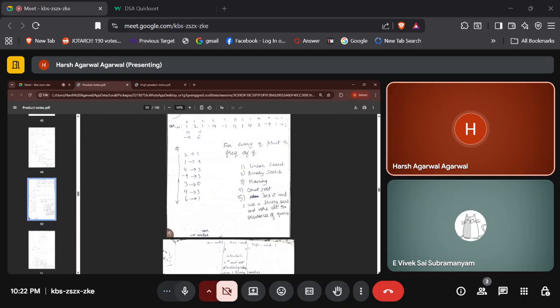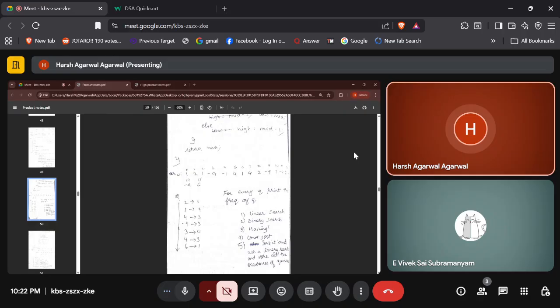What is this one? For every query, print the frequency of the query. So this array will be given. For each query, whatever we enter, we should print the frequency of it occurring in the array. We can use linear search, binary search, hashing, or count sort. Or else sort it, use binary search and store all the occurrences of queries. That also we can.